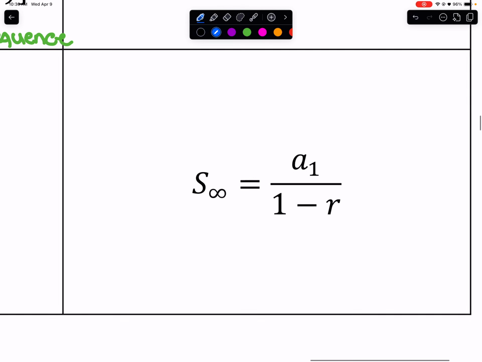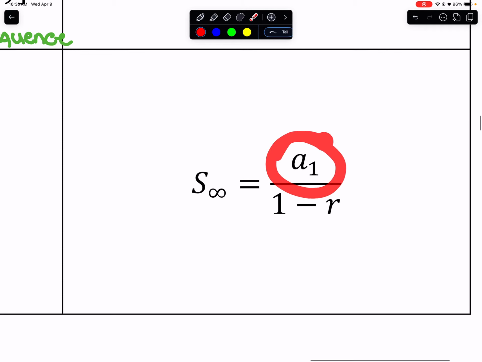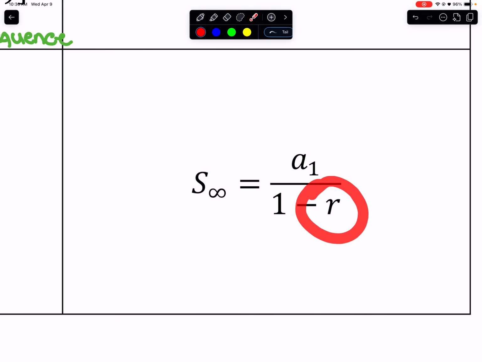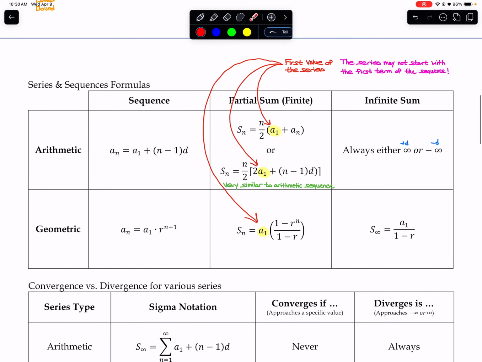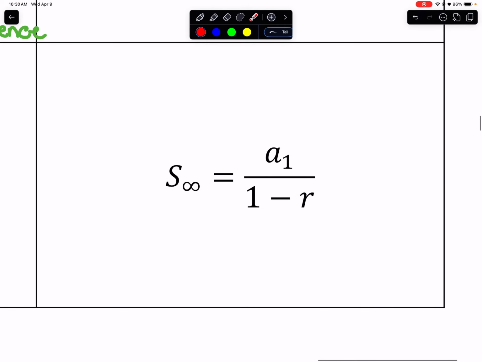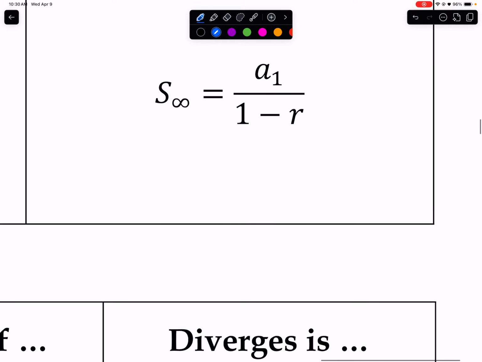And then same idea down here for an infinite geometric. You're going to plug in the first term of the sequence, which should actually be the first term since it's infinite. And then you're going to do 1 minus your common ratio in the bottom. Now, this specifically in the bottom for the infinite sum of geometric, this is going to be if the absolute value of your r value is less than 1. This is where we're really going to use this.